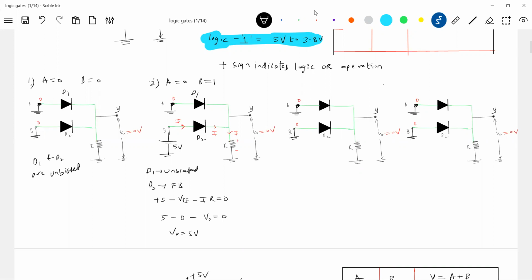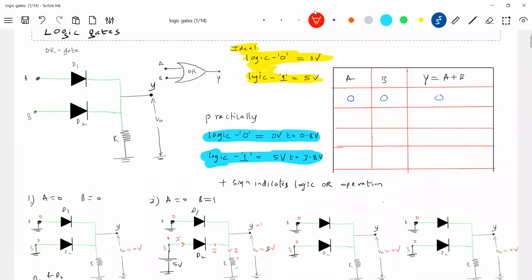So what should be the value of Y? V naught 5 volt means logic 1 or logic 0? Logic 1 it should be. So I had to show that logic 1 like this here. It should be like this. Okay, able to get this one. So therefore now for 0, 1, what are we getting? We are getting 1. Don't think 0 plus 5, 5. No, 5 volt is logic 1.